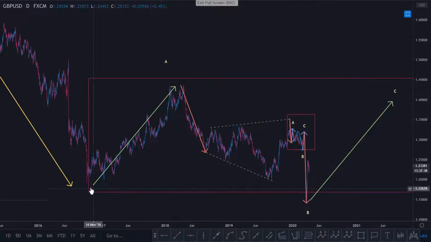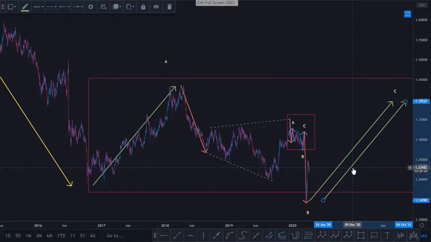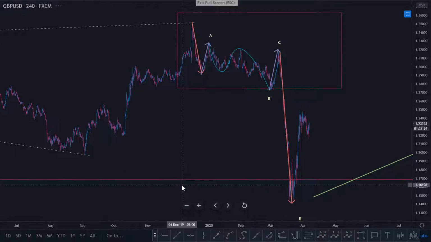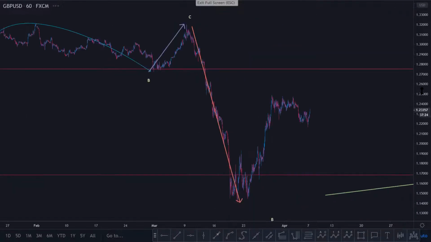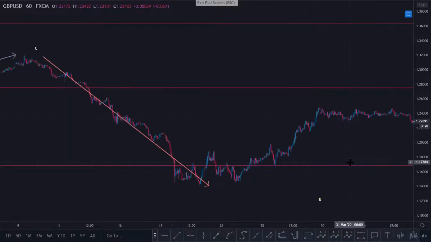We got to the bottom, knowing that we still need to see the C wave of the higher correction. So this is how we traded it and how we flipped our picture. And we're currently sitting 4% on the return trade.